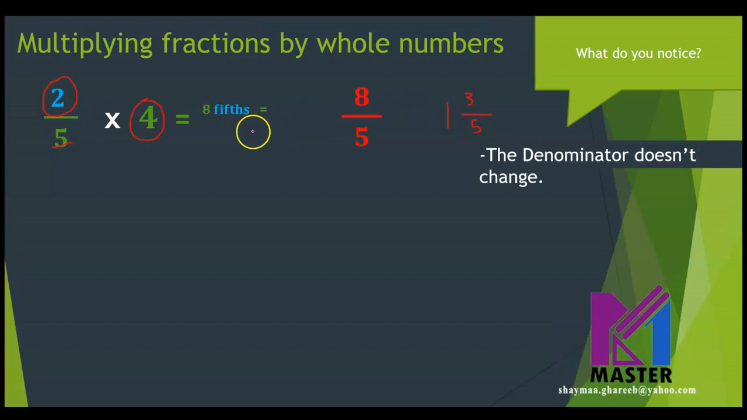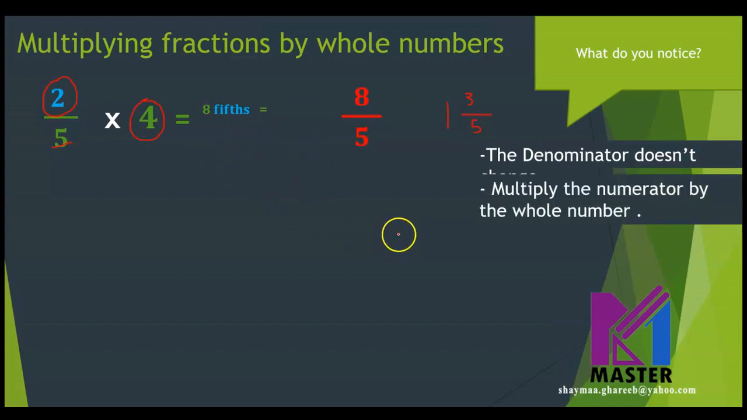And as we said, the denominator does not change, and we multiply the numerator by the whole number. Let's do one more example. 3/4 times 2 will do exactly the same, will equal 6/4 or 6 over 4. And I can also write it as a mixed number. And I can also simplify it first. If we want to simplify this fraction by dividing up and down by 2, it will give me 3 over 2. And I can write it as a mixed number as well.